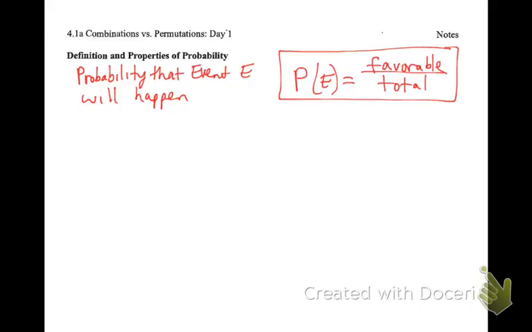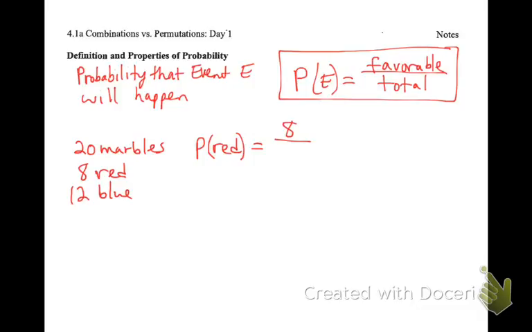So for instance, let's just come up with an example. Let's just say that I have 20 marbles in a bag. And I know that 8 of those marbles are red and 12 of them are blue. And let's say I want to know what is the probability of choosing a red at random. Okay, the favorable that we want is a red marble, so that's going to be 8, divided by the total marbles that we have in the bag, which is 20. The probability of choosing a blue, therefore, is 12 divided by 20.